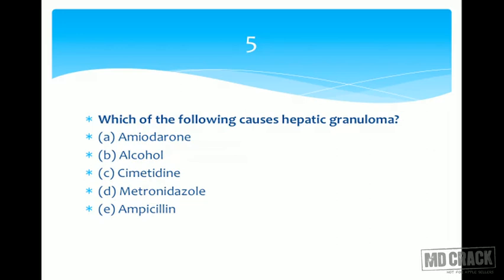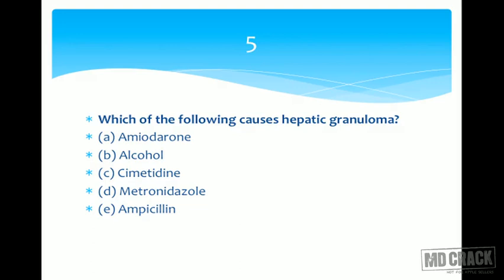We go to the next question, and the next question is question number 5. Which of the following causes hepatic granuloma? Amiodarone, alcohol, cimetidine, metronidazole, and ampicillin. There are 2 types of toxicities which can happen when it comes to metabolism breakdown. Number 1, the drug goes to that particular system and accumulates, and it can do certain effects. The second type of effect could be a carcinogenic effect, forming a tumor, etc.